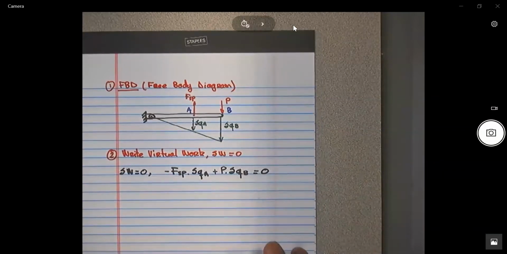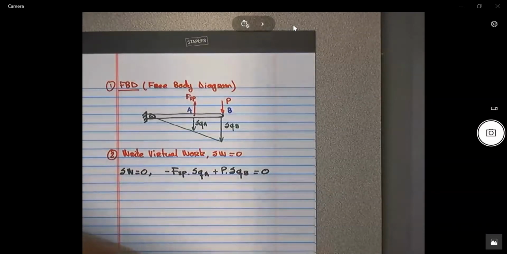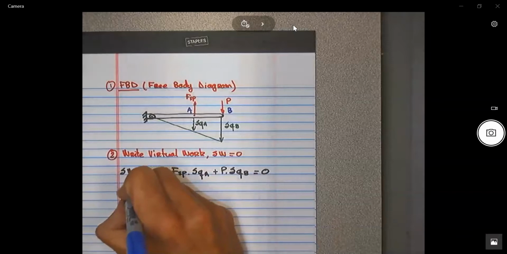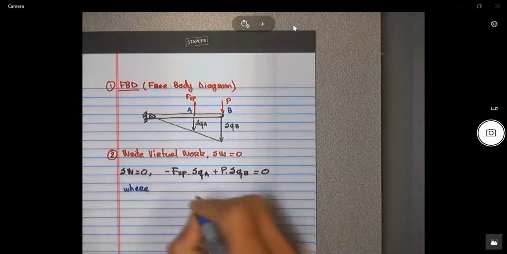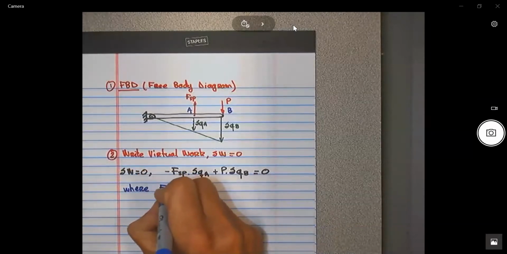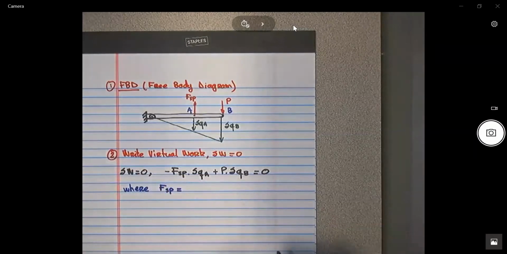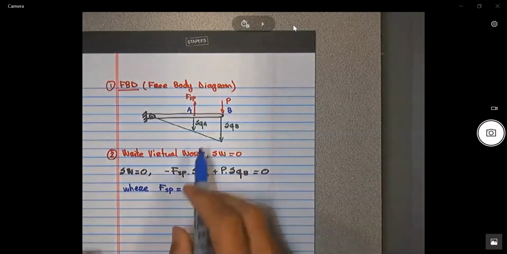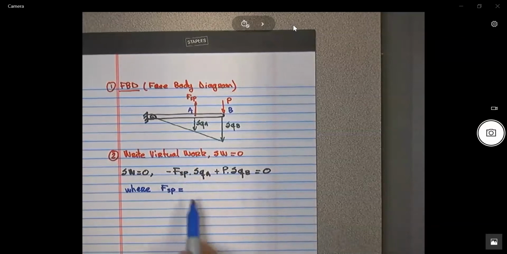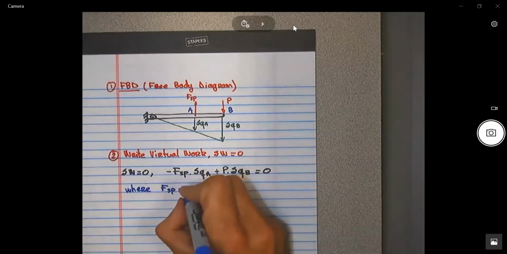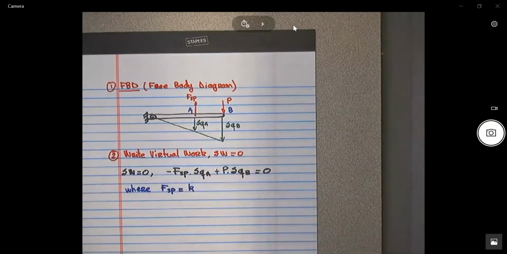Let's wait before putting it. Now, in this equation here, I hope you remember this. What is the force created by a spring? It is K times the distance, no? So this will be K.